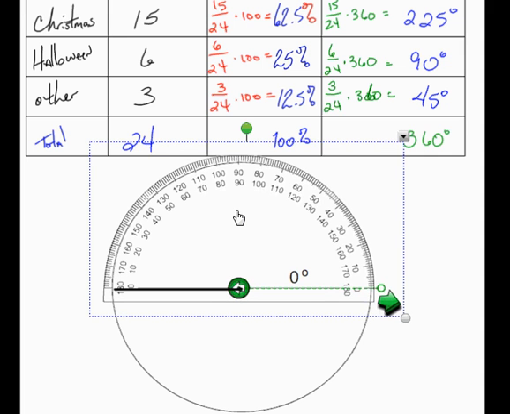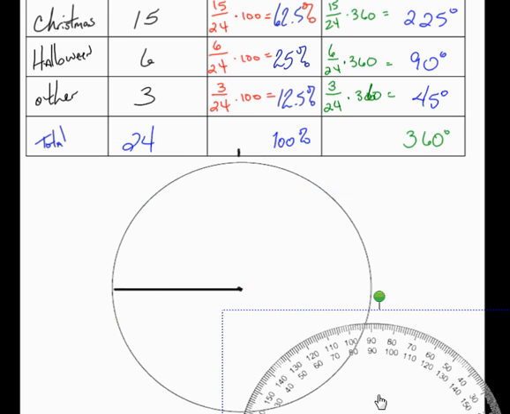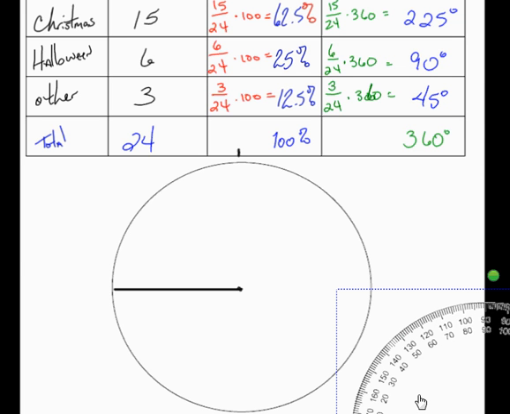So I'm going to place my protractor here and ask, where's my 90 degrees? Well, my 90 degrees is going to be right here. So I've got it marked. I move my protractor out of the way or use it as my straight edge, and I draw a line from the edge of the circle straight down to the center. Here's my 90 degrees. So this part is Halloween, which is 25%.